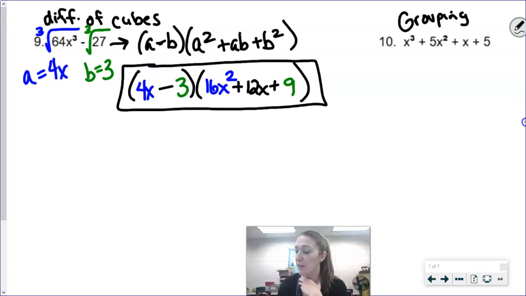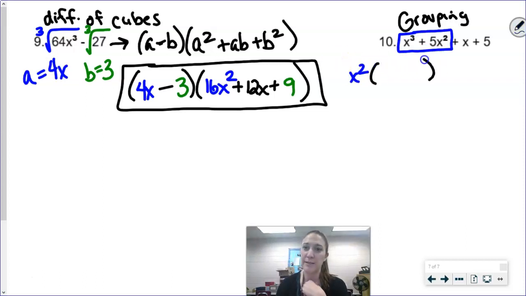All right, and then grouping. You'll see why I wanted to do this one in a moment. My first group, I do see a common factor of x squared, so let's take that out. And if I took out the common factor of x squared, I still would have an x plus 5. And then this is where it gets weird. This next group, there's like nothing to factor out. Like there is no common factor besides a 1.